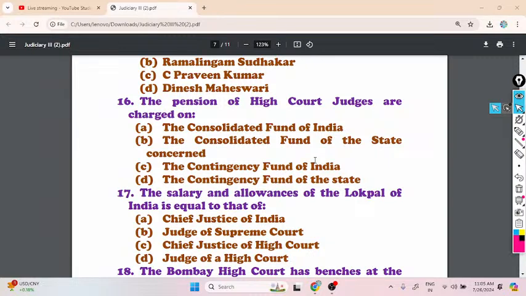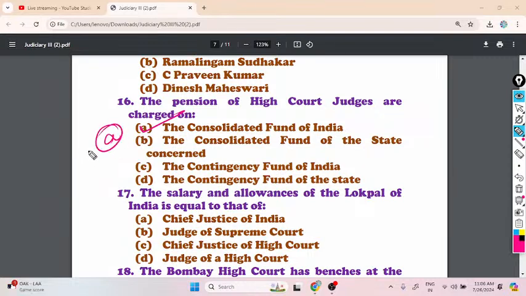They are also entitled to pension matching half of the salary last drawn. So that is a provision. So they are charged. But the thing is that the salaries and allowances are charged upon the consolidated fund of the state concerned, but the pension of the High Court judges are charged upon the consolidated fund of India.